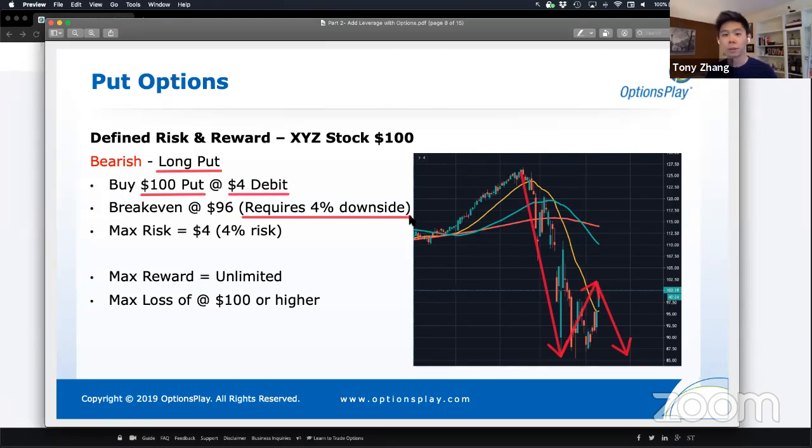So you have to make sure that you remember that when you buy a put option, you have to look at how much that put option costs. So in this particular case, if it costs $4, then I'm risking $4 a share, or 4% of the underlying stock price. I quote the 4% because I think it's important that sometimes you think about how much a put option is as a percentage of the stock price.